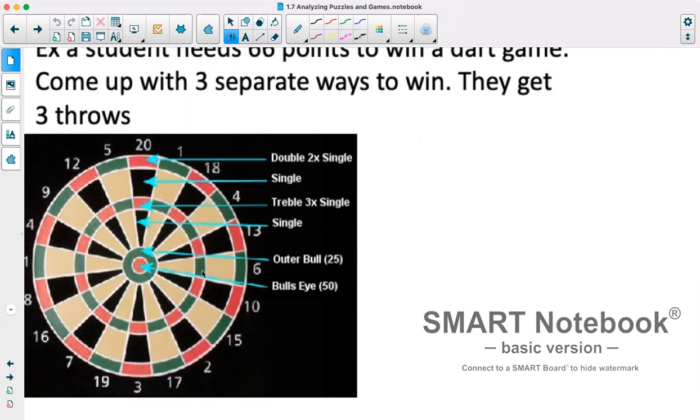If it's this inner small ring, it's 3 times the amount of points. So if I got here, that would be 3 times 20, which would be 60 points. Now, the center bullseye is 50 and the outer bullseye is 25. So we want to come up with 3 ways to get exactly 66 points.